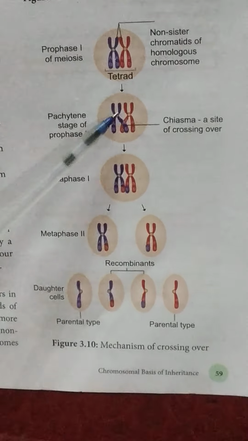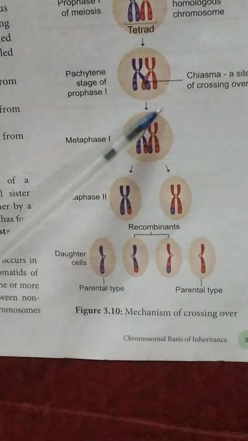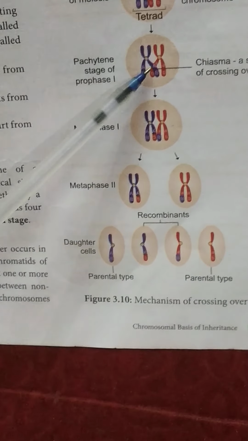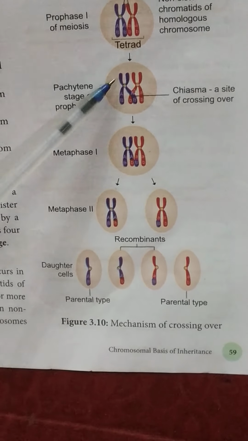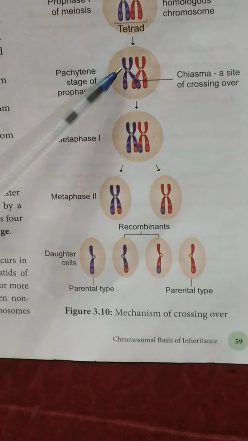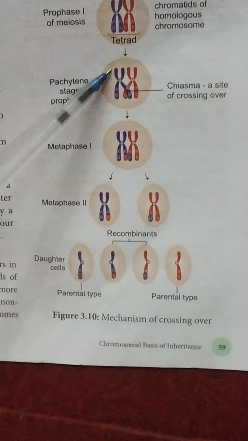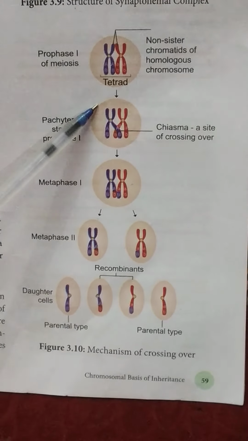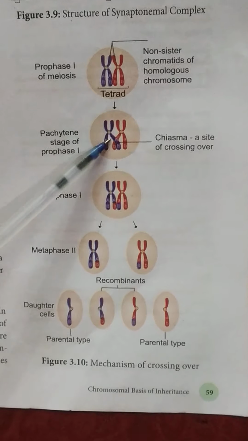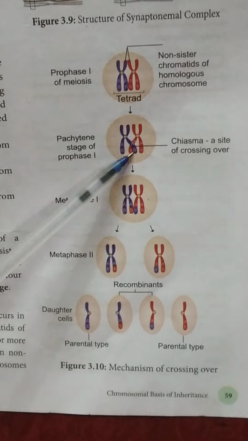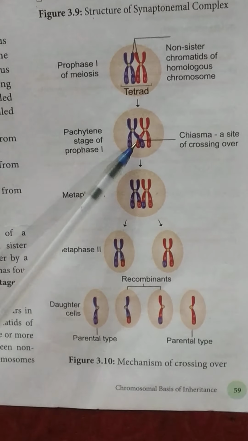And the third type of synapsis is when synapsis takes place anywhere throughout the length of the homologous chromosome, that is called a random synapsis. So three types of synapsis. Pairing starts from the middle of the chromosome is called a procentric synapsis, the pairing that takes place from the telomere is called a pro-terminal synapsis, and pairing that takes place anywhere on the homologous chromosome is called a random synapsis.